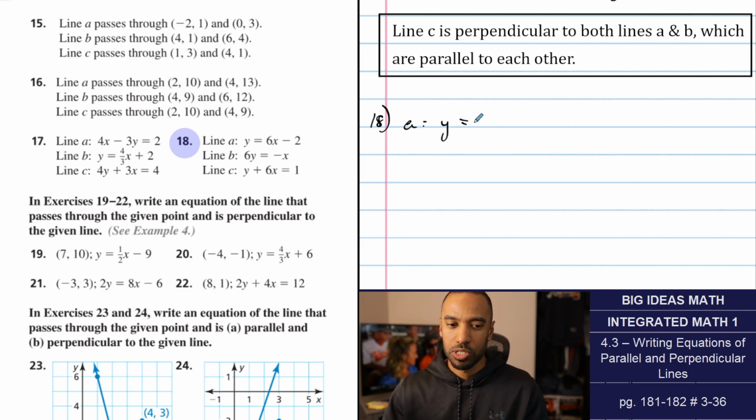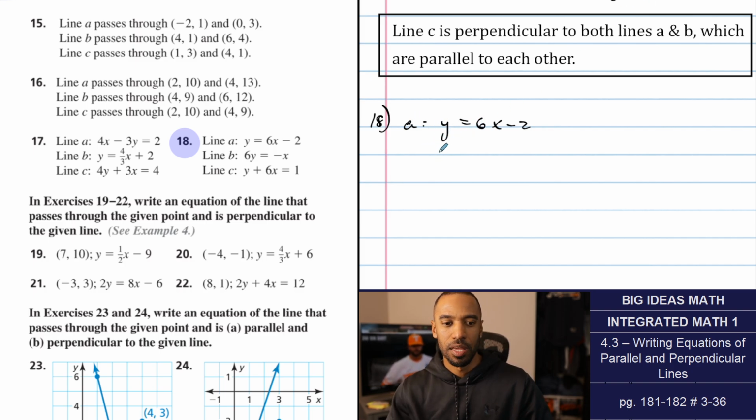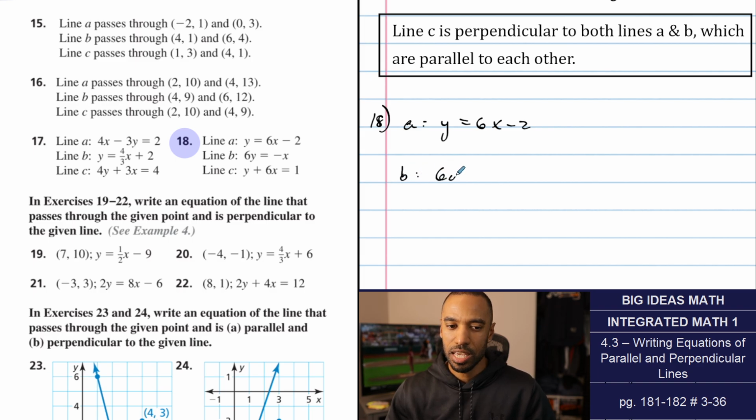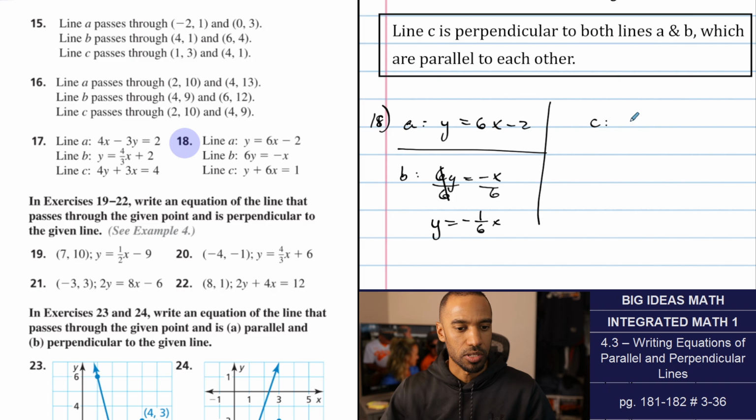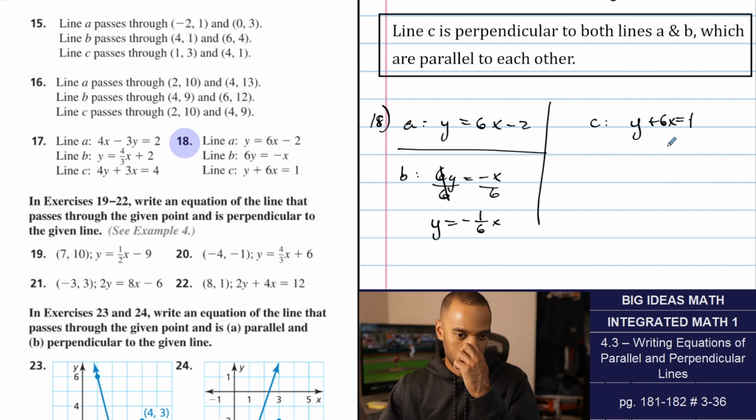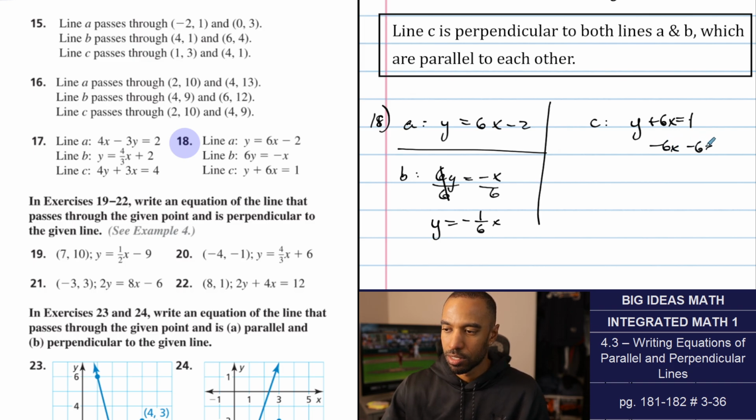Line A is y equals 6x minus 2. We got a slope of 6. Let's see if we can just go based off our knowledge of that, right? Line B has 6y equals negative x. Y is not by itself. Now it is. And now that's negative 1/6 x. That's the slope of negative 1/6. C has y plus 6x equals 1. And then we subtract 6x from both sides. And we get y equals negative 6x plus 1.